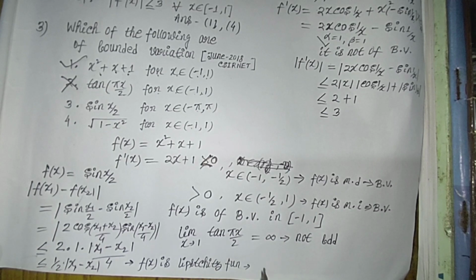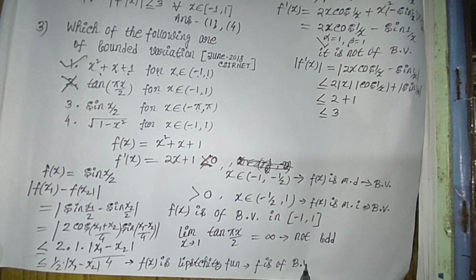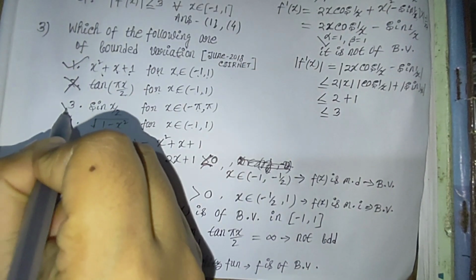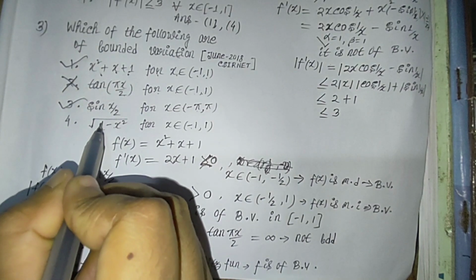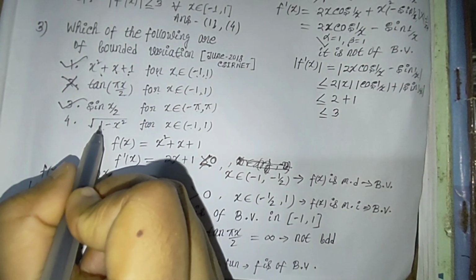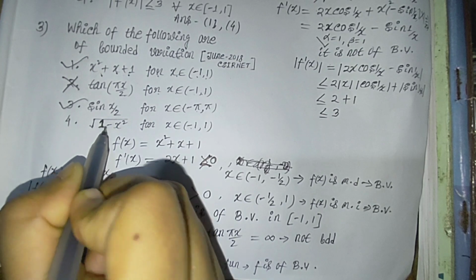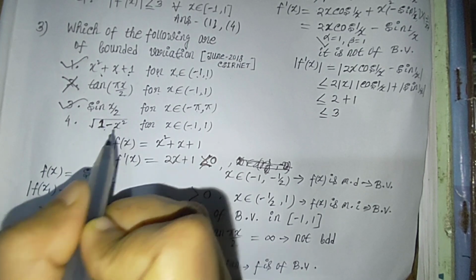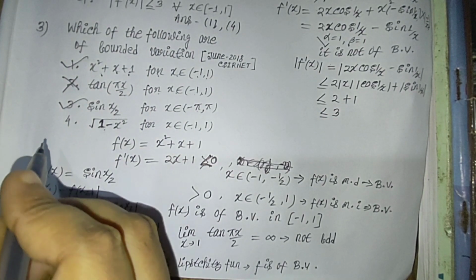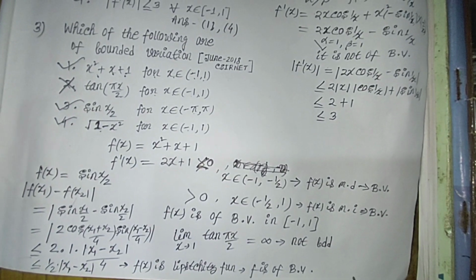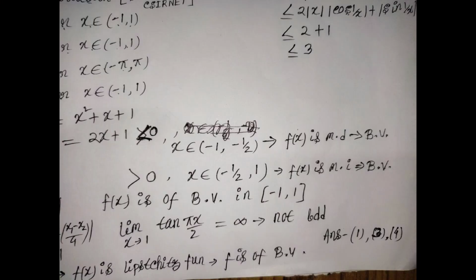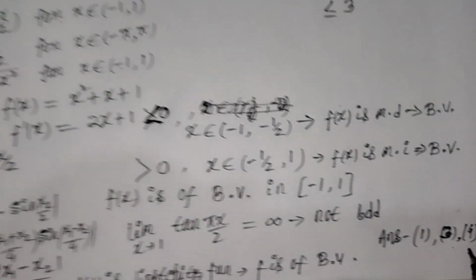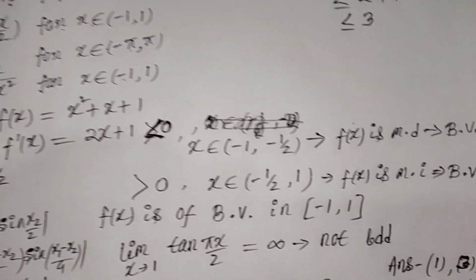This implies f(x) is of bounded variation. So option 3 is also correct. And option 4 is a monotone function. So a monotone function is always of bounded variation. So option 4 is also correct. So answer is 1, 3 and 4.